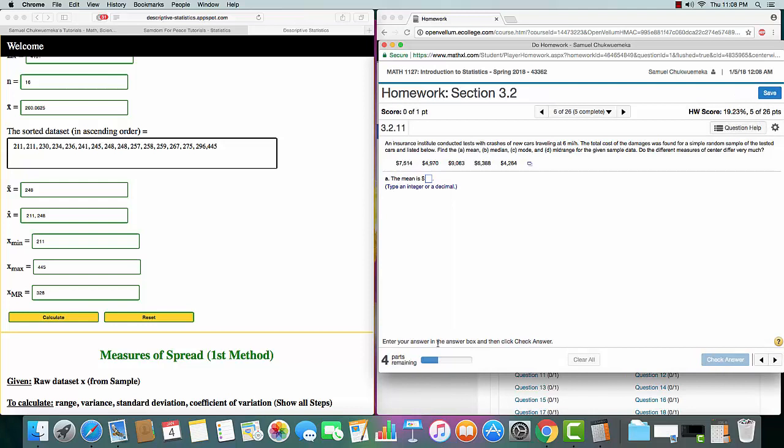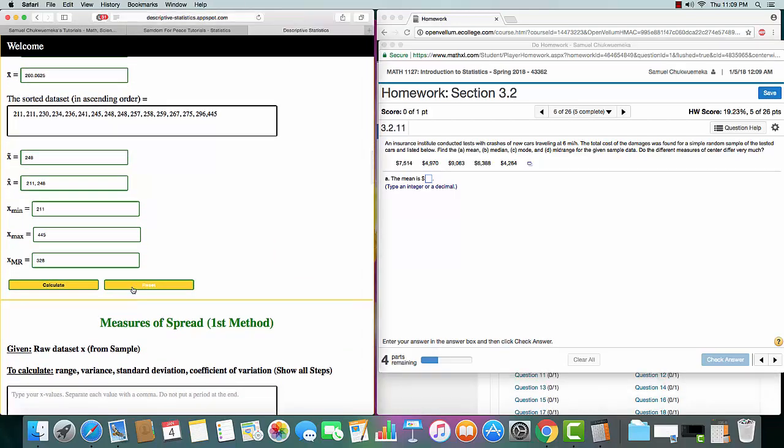Question six, my calculator. An insurance institute conducted tests with crashes of new cars traveling at 6 miles per hour. The total cost of the damages was found for a simple random sample of the tested cars and listed below. Find the mean, median, mode, mid-range for the given sample data. Do the different measures of center differ very much?